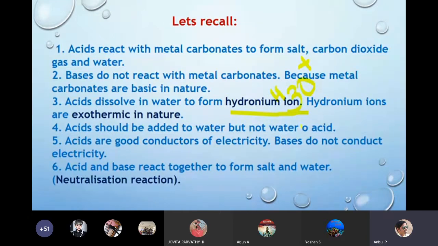Acids are good conductors of electricity. Bases do not conduct electricity. We just saw that acids have H plus ions, so since they have H plus ions, they are good conductors of electricity. But bases do not conduct electricity.